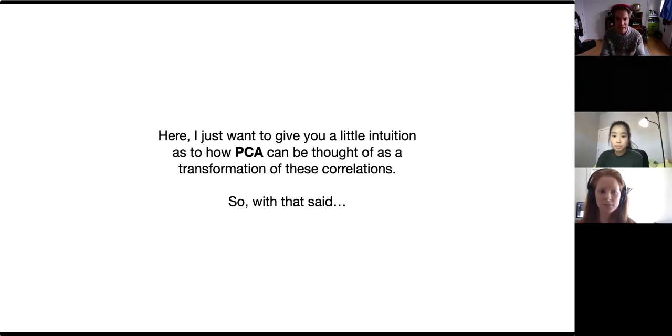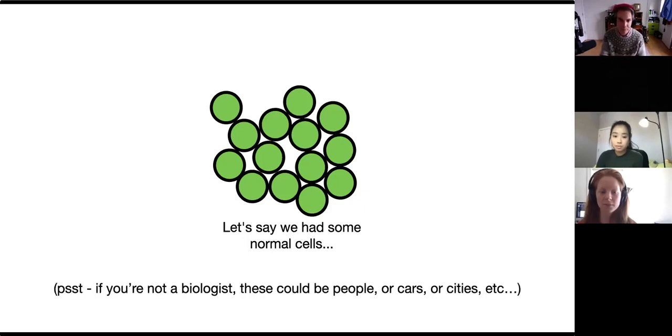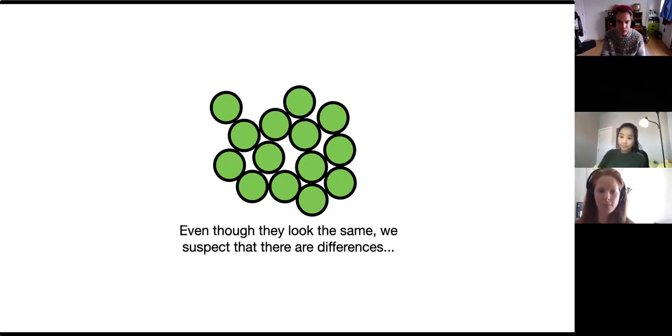So with that said, let's say we had some normal cells. These are just biological cells. I don't know where they're from, but they're just normal. If you're not a biologist, these could be people or cars or cities, etc. It doesn't really matter. So even though they look the same, we suspect there are differences.